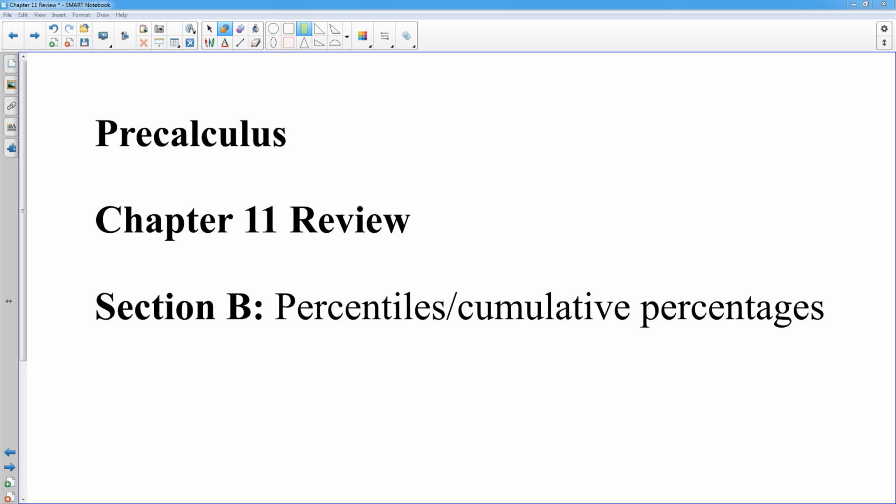Okay, the next part of our review is finding percentiles, or I call them cumulative percentages also. I don't know if that's a real Math League of America phrase, but that's what I'm looking at here. So to compute percentiles, I will give you a table.